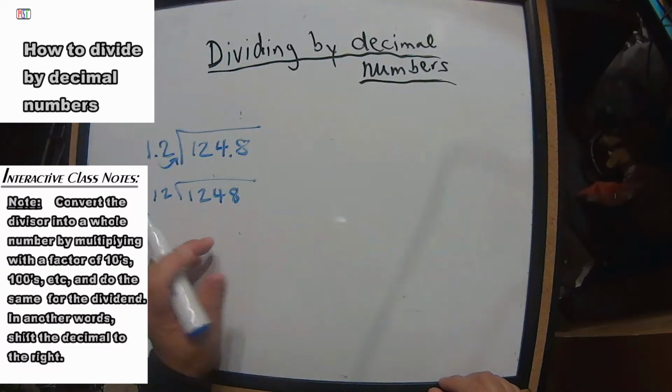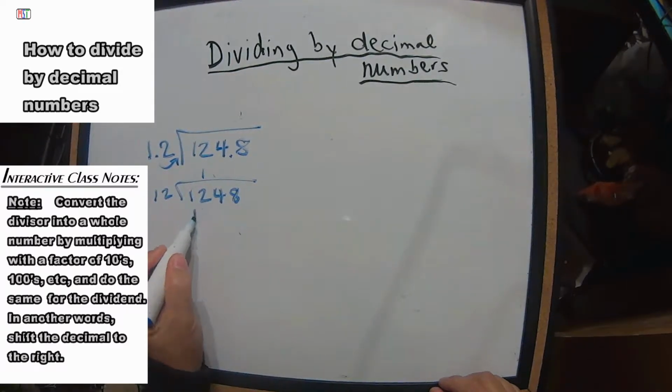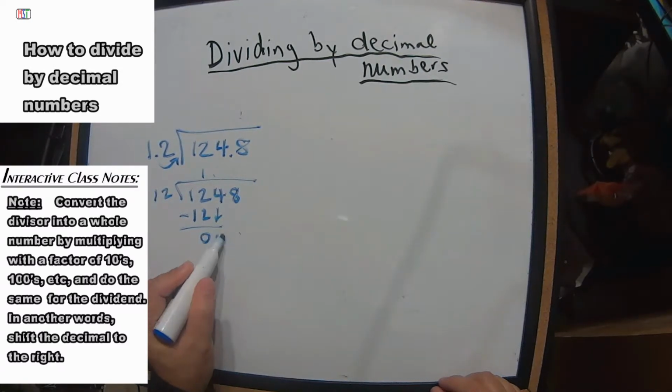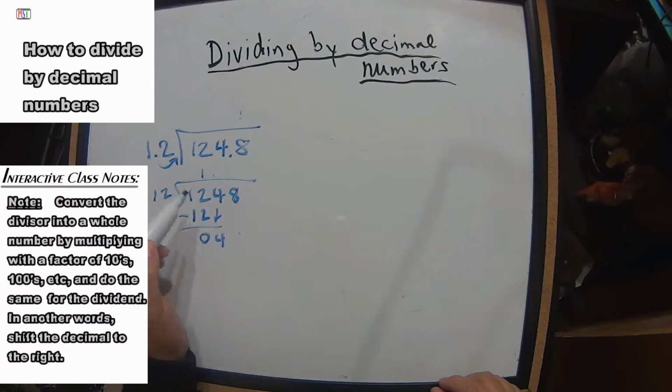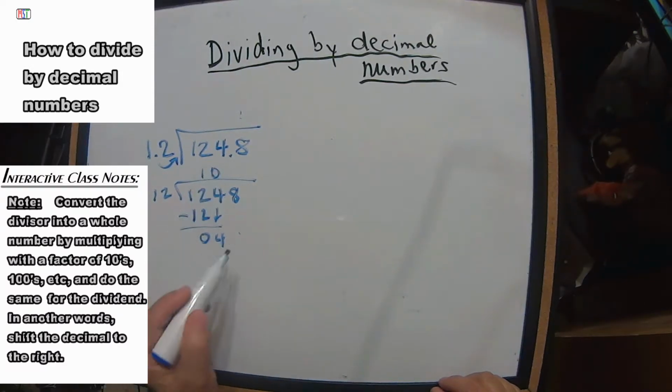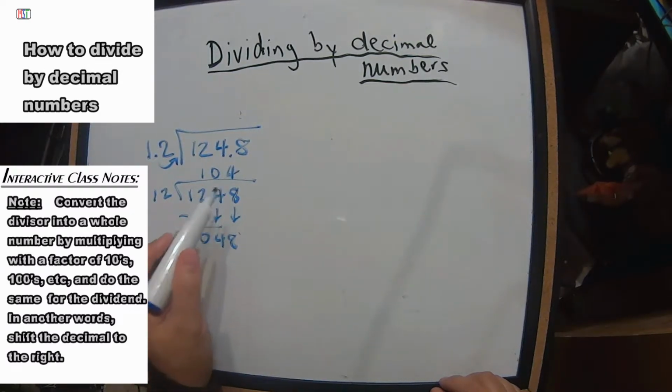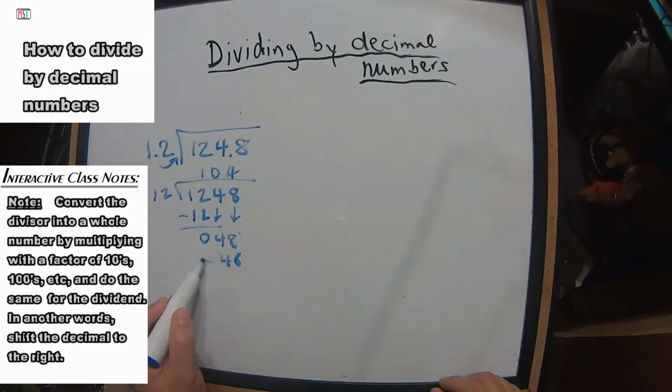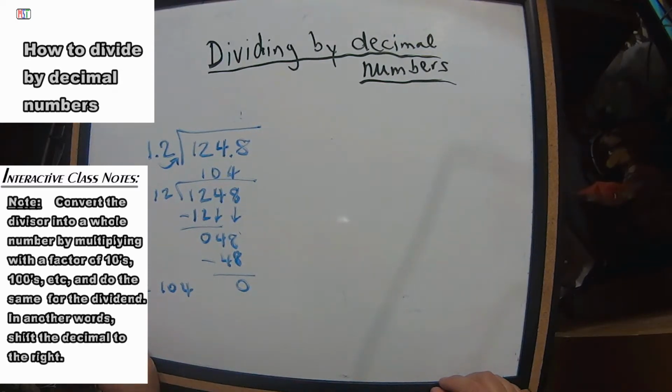So 12 going into 12, how many times? Once. 1 times 12 is 12. Subtract the difference, 0. Bring down the 4. 12 cannot go into 4, so we'll make a placeholder there. Bring down the 8. 12 can go into 48 how many times? 4 times. So 4 times 12 is 48. Subtract the difference, it's 0. So the answer is 104. Okay, so 1.2 divided into 124.8 is 104.